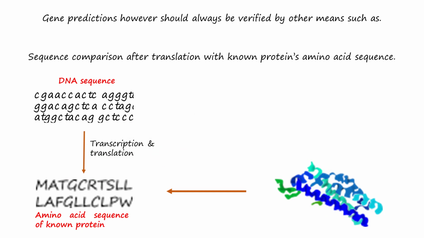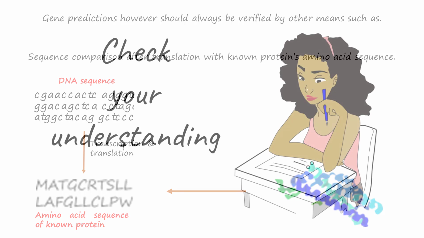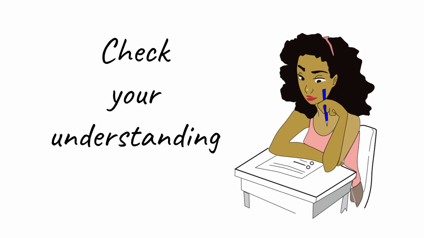While the sequence data allows us to predict the presence of putative genes in the DNA, whether the predicted gene is a functioning gene must be verified by experimental means such as the presence of its transcribed and translated products. Now that we have explored how to find genes in the DNA sequence, let us test our understanding of the concepts involved with a few questions.